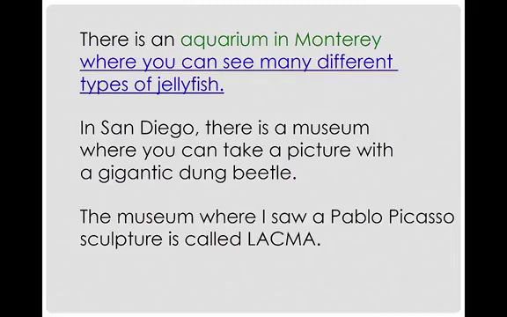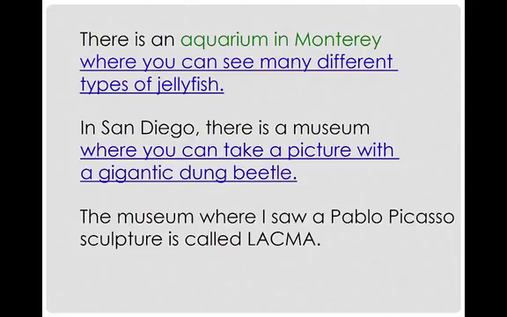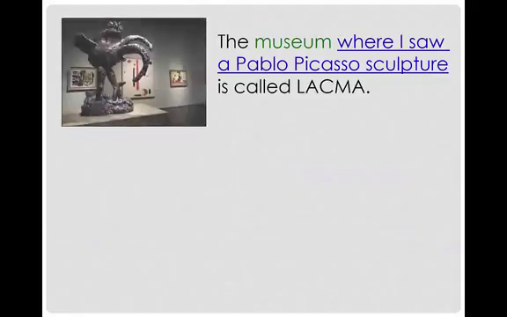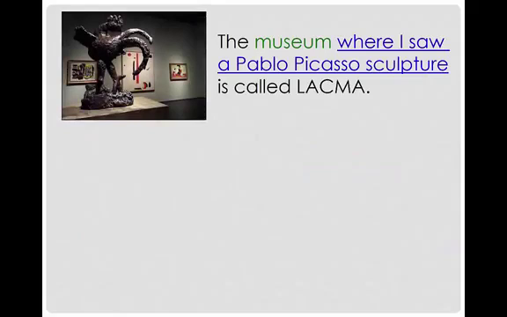Next, in San Diego, there is a museum where you can take a picture with a gigantic dung beetle. Here's the adjective clause, and it modifies museum. And last we have, the museum where I saw a Pablo Picasso sculpture is called LACMA. Here's the adjective clause, and it modifies the word museum. I'd like to take a closer look at the last sentence.